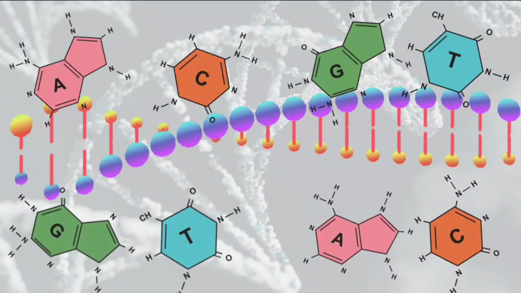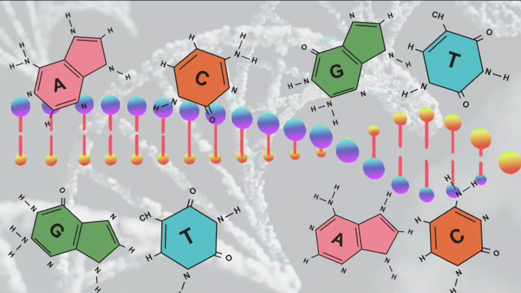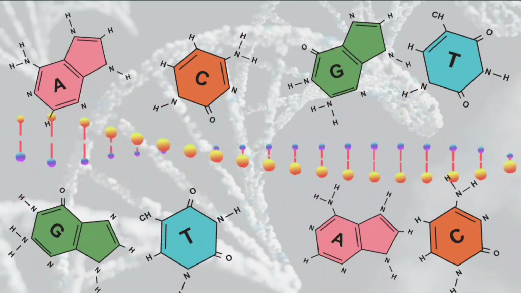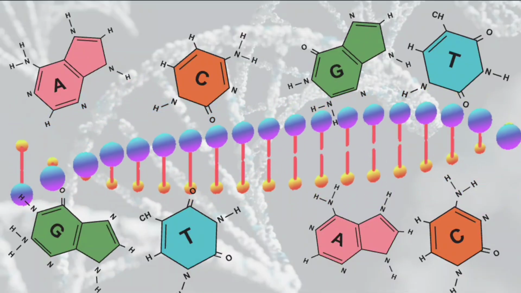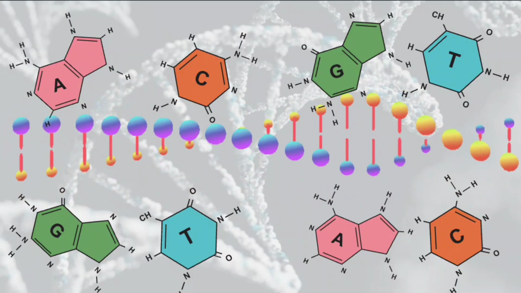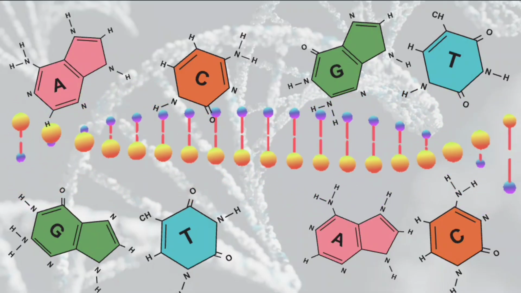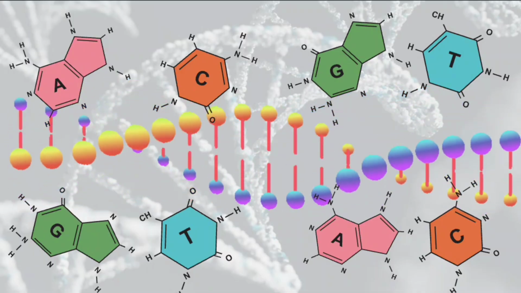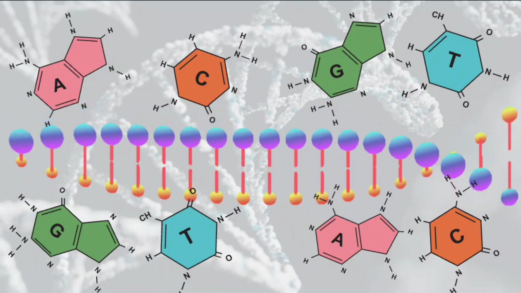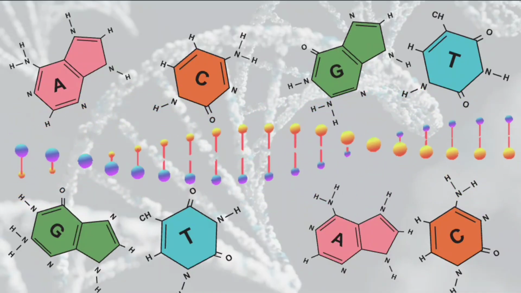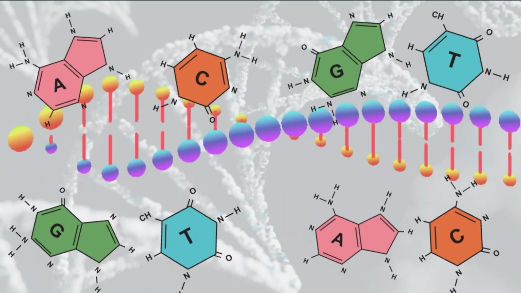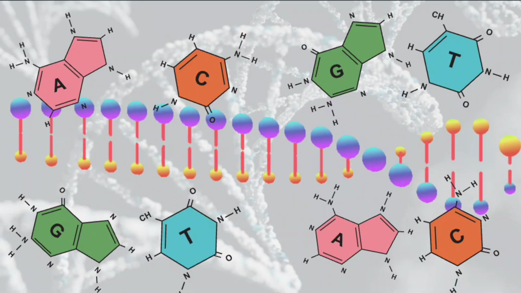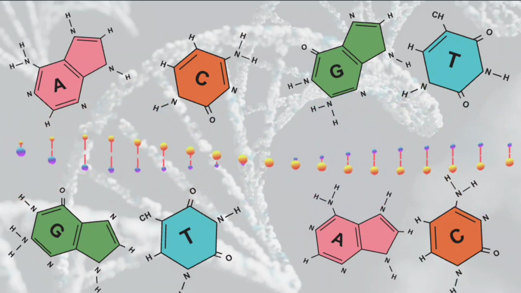DNA, or deoxyribonucleic acid, is the genetic instruction book of life. Every cell in your body except red blood cells carries the same DNA, tightly packed into the nucleus. DNA is a double helix, two strands twisted around each other, made up of 4 bases: A, T, G, C. The sequence of these letters encodes all the information to build and maintain life.